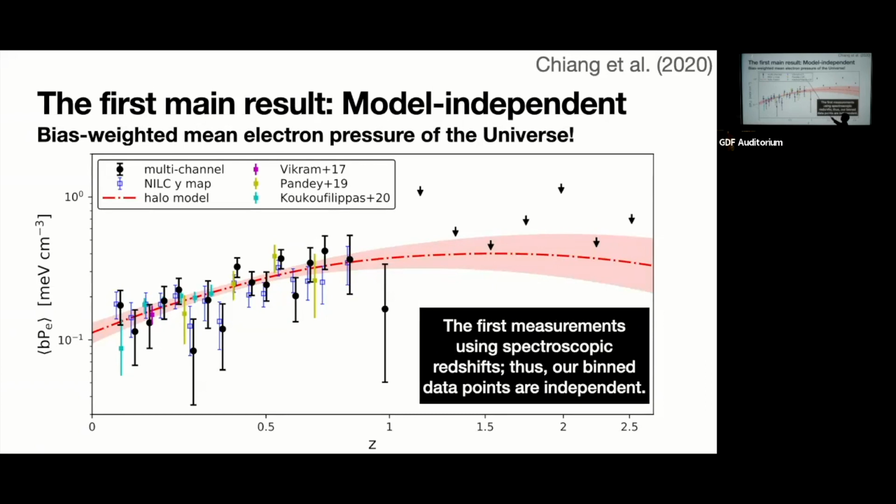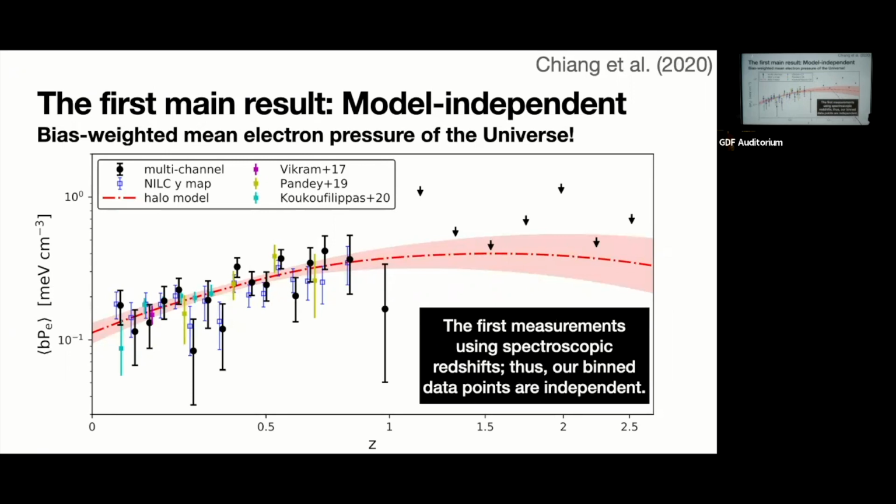They are all based upon the photometric redshift of galaxies and not spectroscopic redshift. And this is the first measurement that used the spectroscopic redshift. Therefore, all these data points are independent. That's all the black. And this pink region is a kind of model. You don't really have to take it seriously, but they go through the data points very nicely.